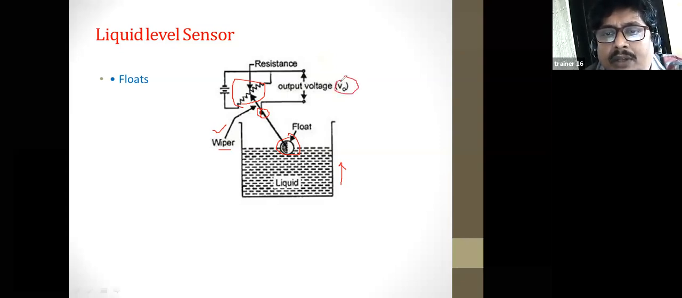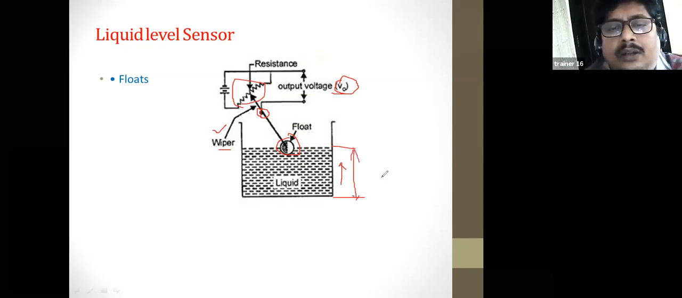So when the liquid level rises, the bob also rises. Thereby the slider slides on the potentiometer, which is a resistance element, so the output voltage changes. This output voltage in turn gives the level of the liquid in a tank.